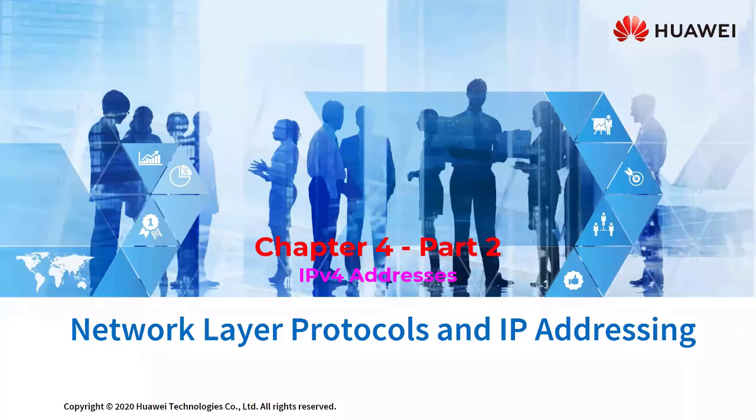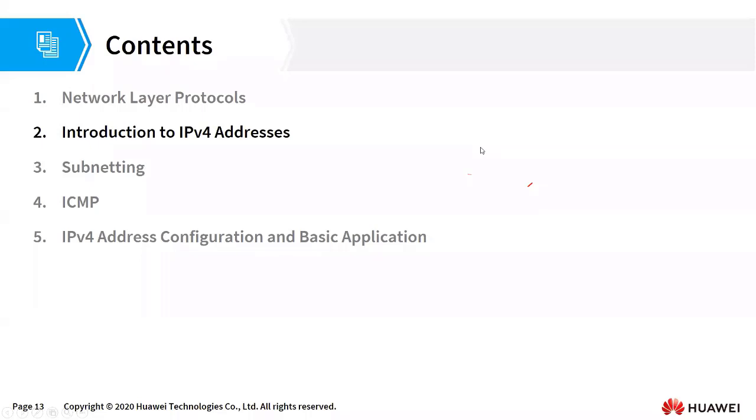Network layer protocols and IP addressing. IP version 4 addresses. There are two different versions of IP addresses, version 4 and version 6. Everything we are talking about in this course, apart from one chapter, is about IP version 4. Version 6 will have just one chapter, and that chapter is called IPv6. So let us introduce these addresses and become a little bit more comfortable with them.